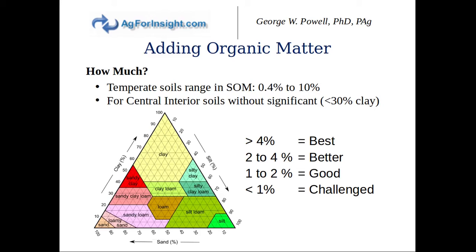Now with organic matter, it's good first to start with how much do you need? How much should you have? For central interior soils and temperate soils in general, most are very low in organic matter. Soils can range from less than half a percent all the way up to 10% in soil organic matter, but it is more typical in their native state to be less than 1.